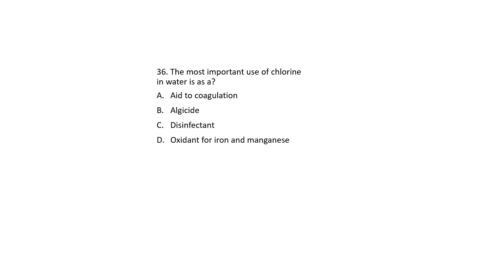The most important use of chlorine in water is an aid to coagulation, algicide, disinfectant, or oxidant for iron and manganese. Answer C, disinfectant. An aid to coagulant is going to be like alum or cationic polymer. An algicide, copper sulfate.